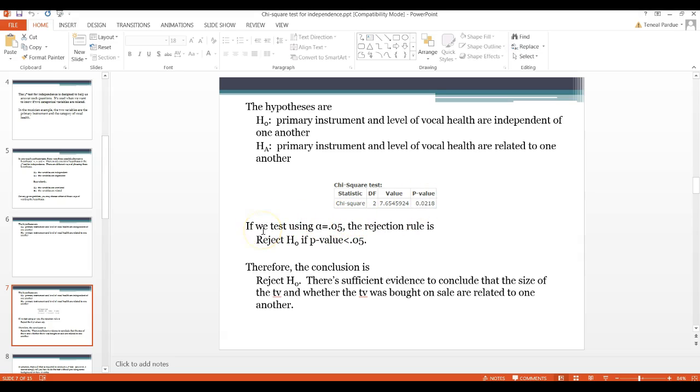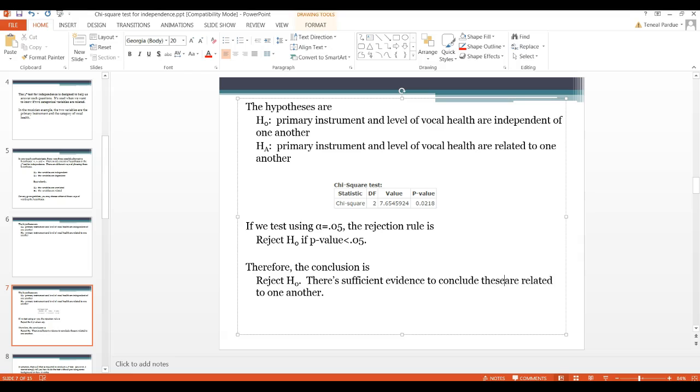If alpha is 0.05, then we would state reject H0 if p-value is less than 0.05, and our conclusion then would be reject H0. There is sufficient evidence to conclude that these two variables are related. I'll change this: these two variables are related to each other. Based on this data, we can conclude that there is a relationship between the primary instrument and the level of vocal health.